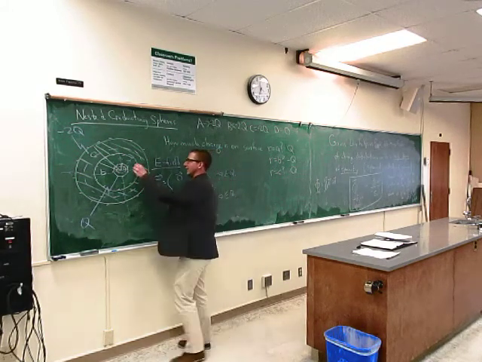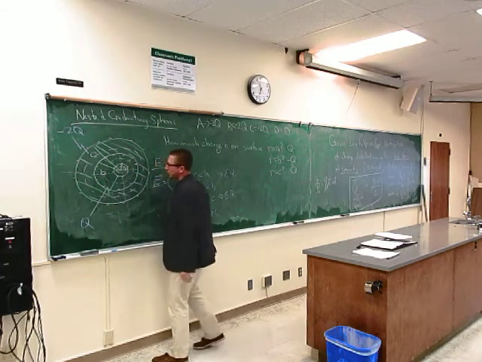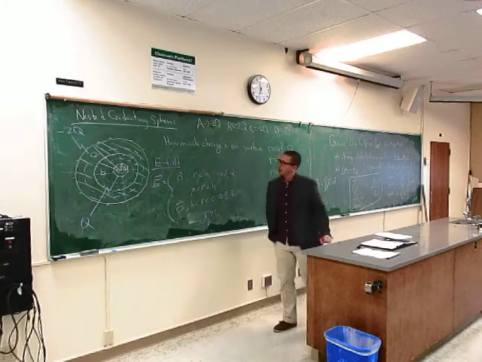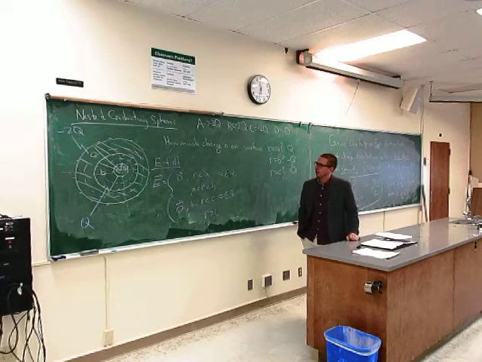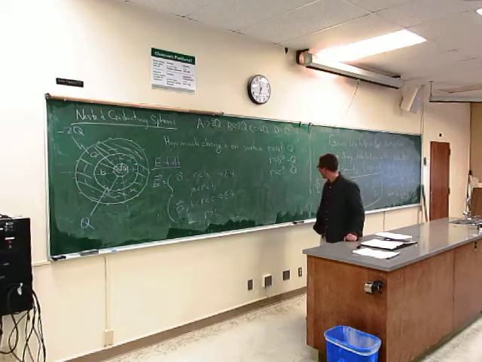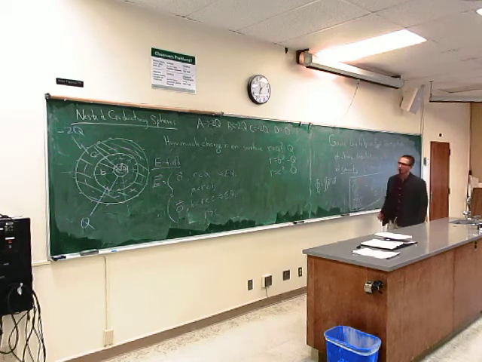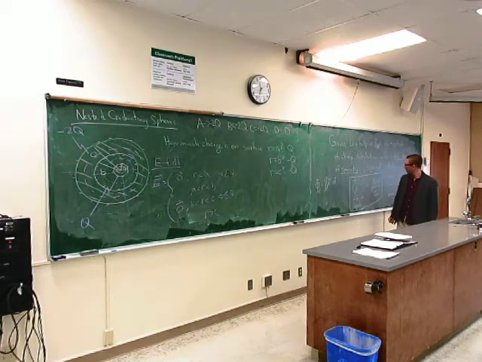So I have to go like this. Create a spherical Gaussian surface between R equals A and R equals B. And then I have to apply Gauss's law. Gauss's law says the flux through that sphere just equals the enclosed charge over epsilon naught.